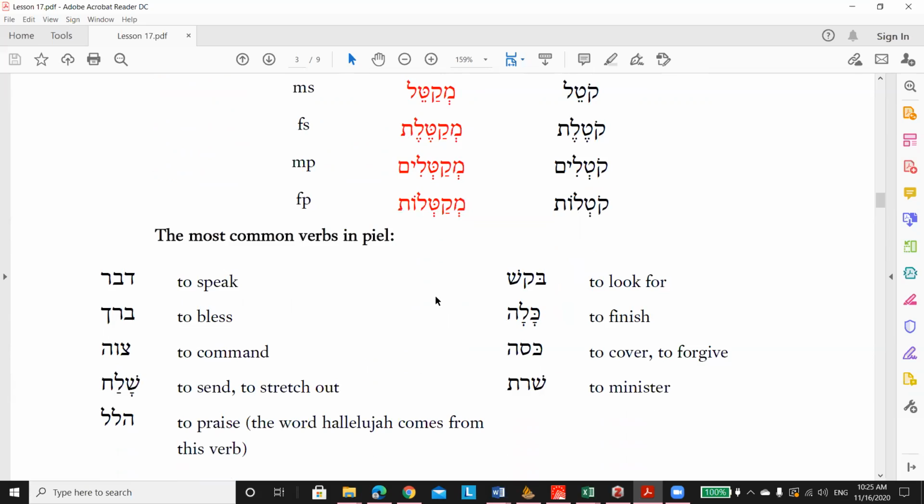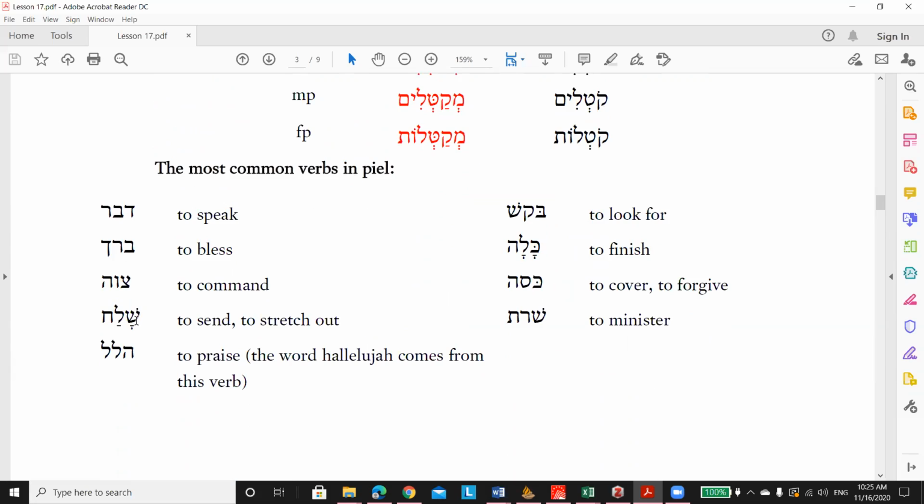Yes, now the most common verb in Piel is diber, to speak. By the way, one more thing that I need to emphasize right now. Do you see some verbs have vowels and some verbs do not have vowels? Do you remember why it happens? If the verb is not attested in this form in the Hebrew Bible, in Kal, third masculine singular, then in the dictionary, they put the form without vowels, like this.